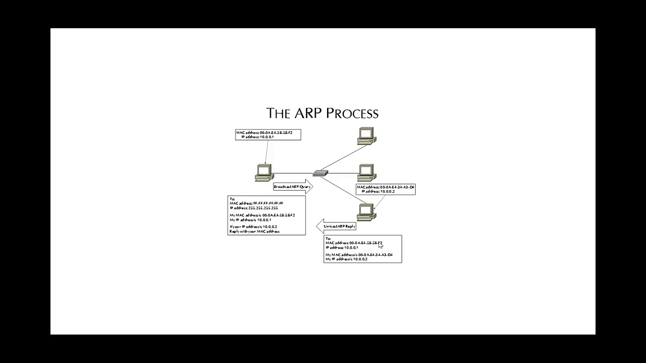If the destination host is not on the same network as the source, the packet must be forwarded to the source host's default gateway. In this case, ARP is used to discover the MAC address corresponding to the IP address of the default gateway.